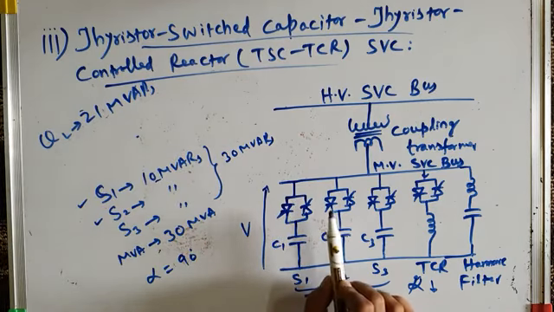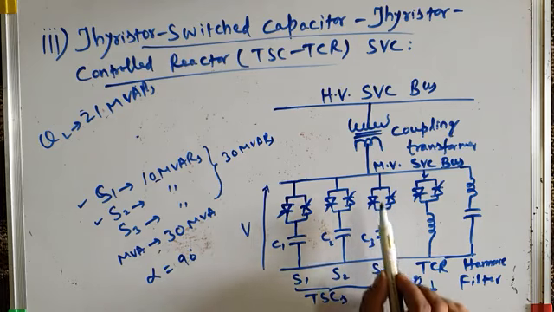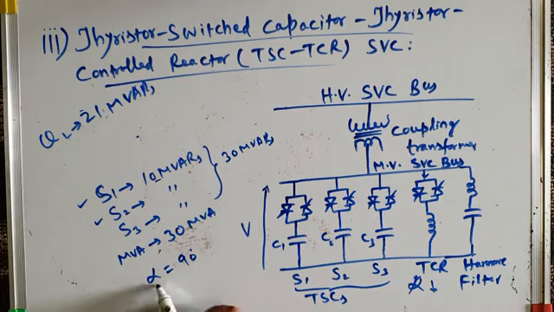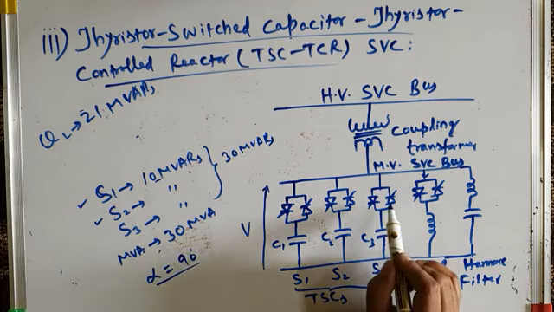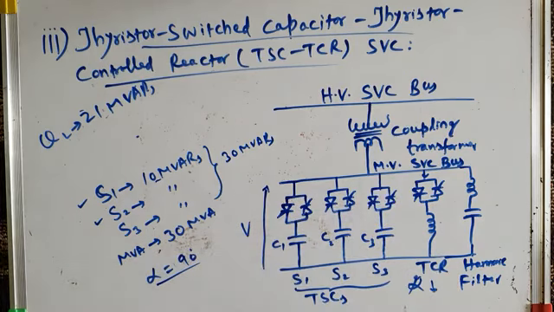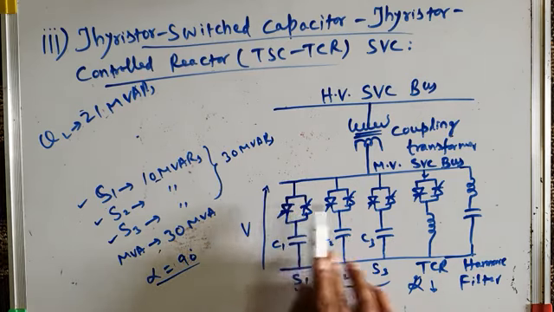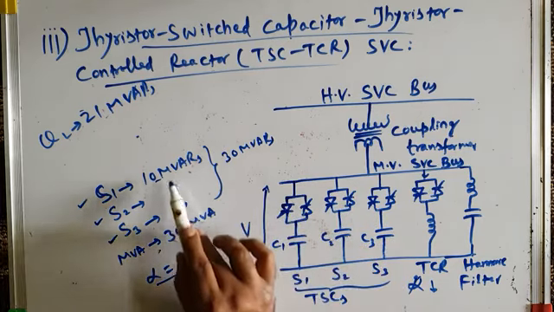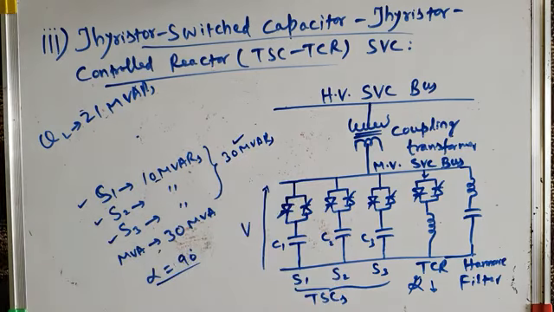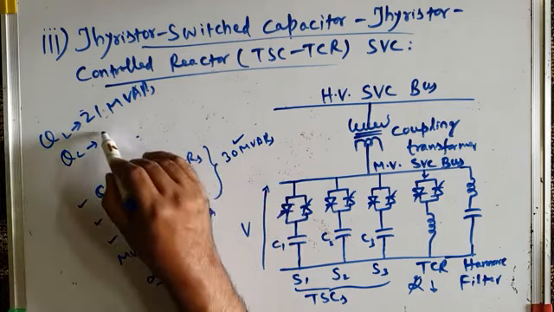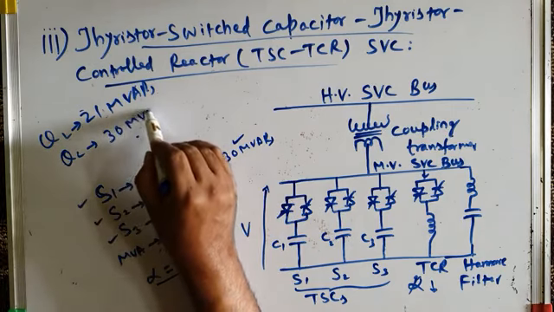So what will your controller do? It will immediately switch in S3 also. So S3 will also be switched in at alpha equal to 90 degrees. Firing pulses will be issued to S3 and it will also switch in. So what is the total capacitive reactive power injected into the transmission line by the three TSCs? 10 plus 10 plus 10, 30 megawatts. So the total capacitive reactive power injected onto the line is 30 megawatts.